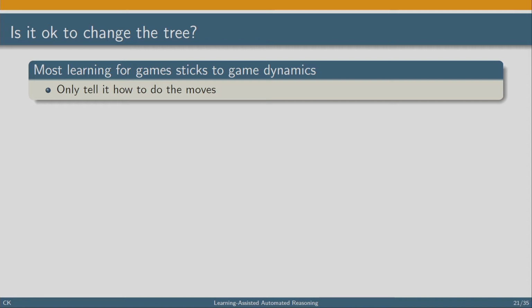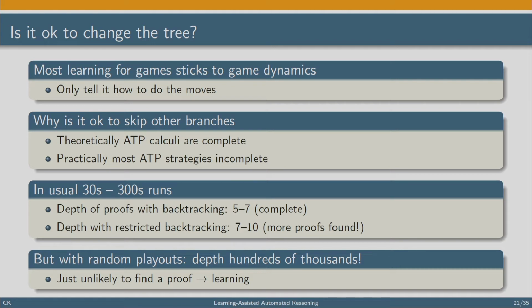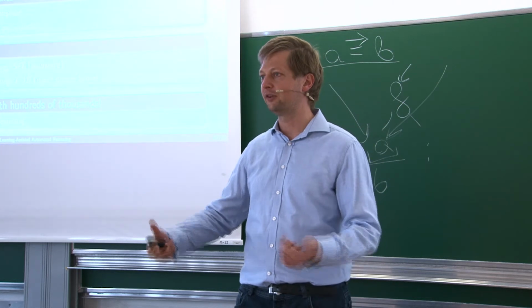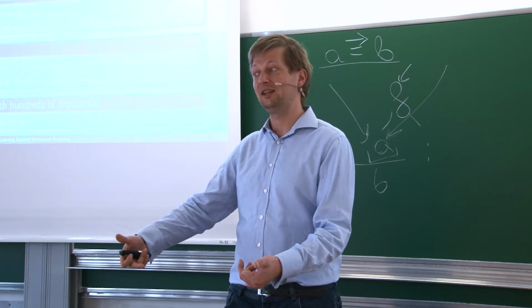And here we're transforming the problem. Is this okay? And the claim would be, it is okay, because even if the ATP calculi are complete, practically the strategies that find most theorems are the incomplete ones. So something like eProver would run 30 different strategies for a given problem, and 2 of them would be complete ones. All the rest would be incomplete strategies.